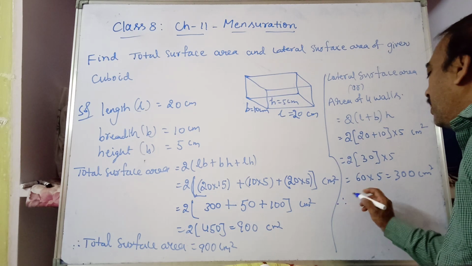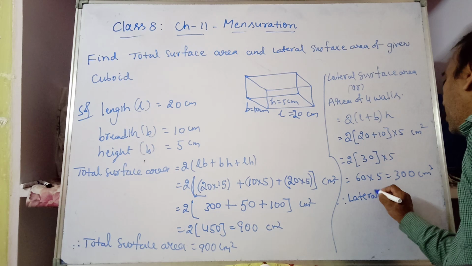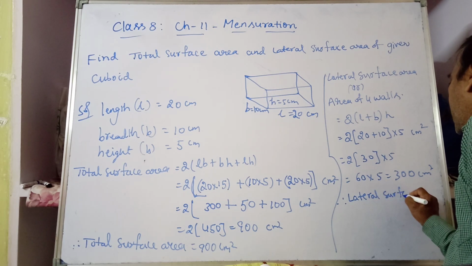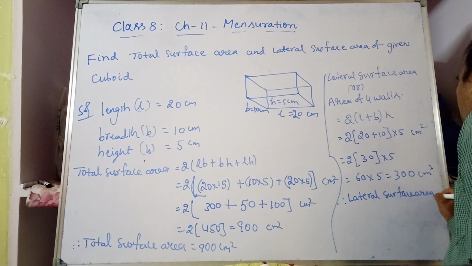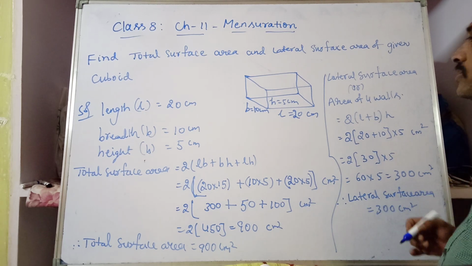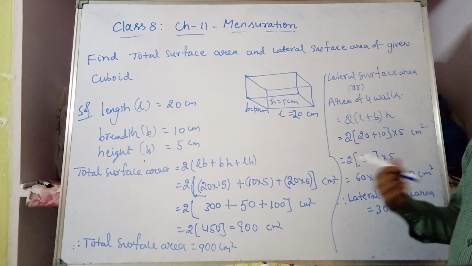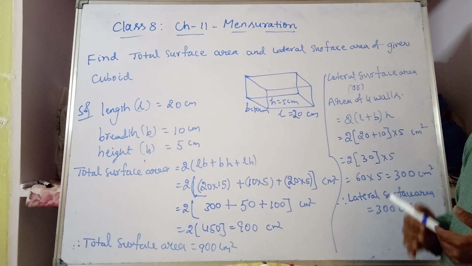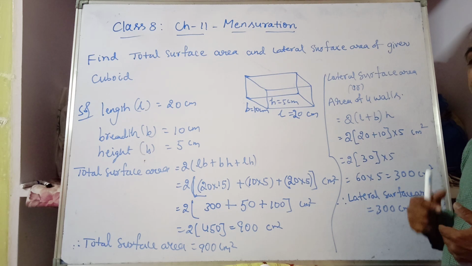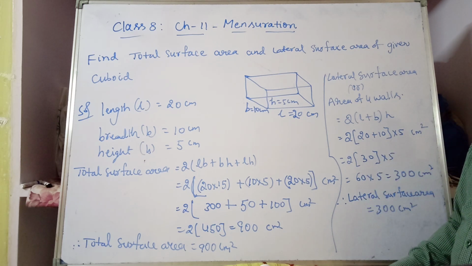So therefore, area of 4 walls, or lateral surface area, is equals to 300 centimeter square. 300 centimeter square. Is it clear? Similarly, we use for cube. The total surface area of a cube is 6L square and the area of 4 walls, or lateral surface area, of a cube is 4L square. Is it clear, students?